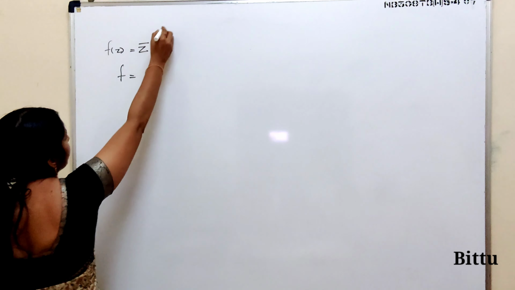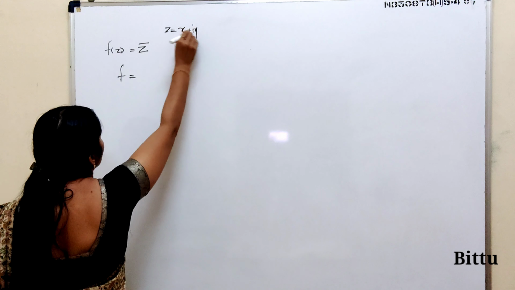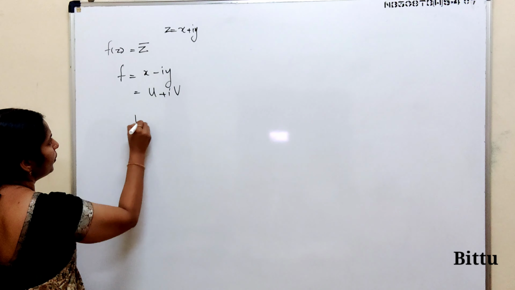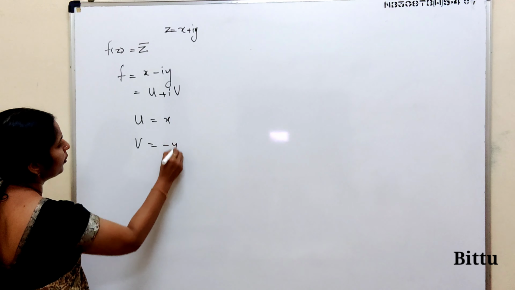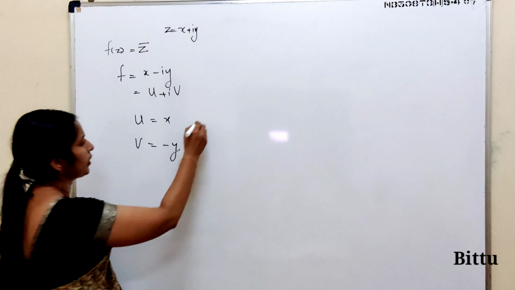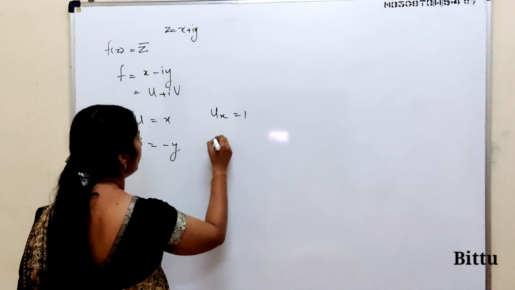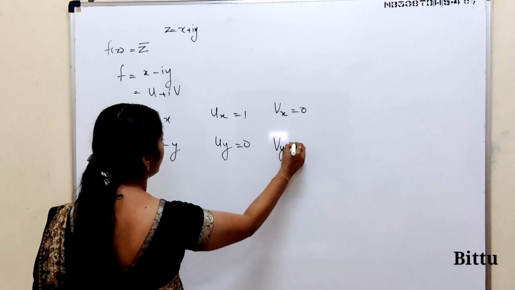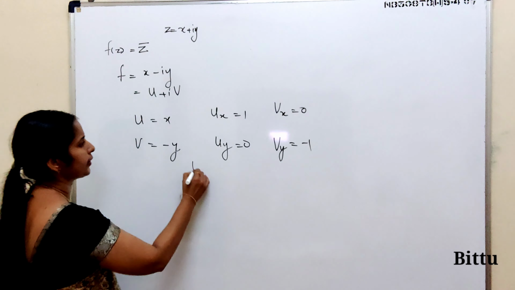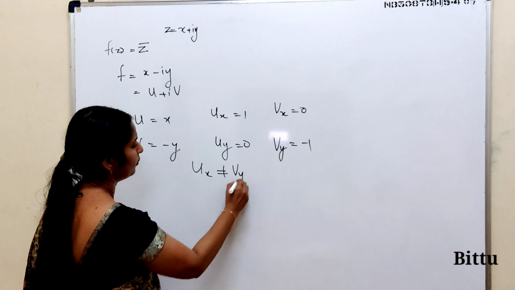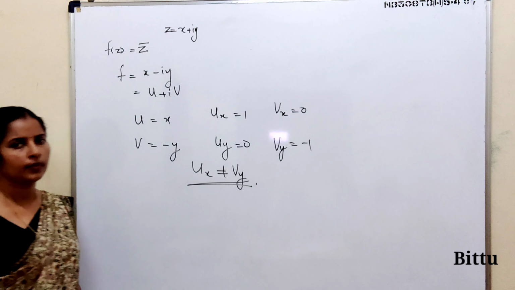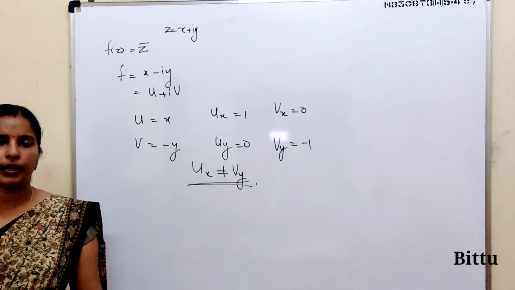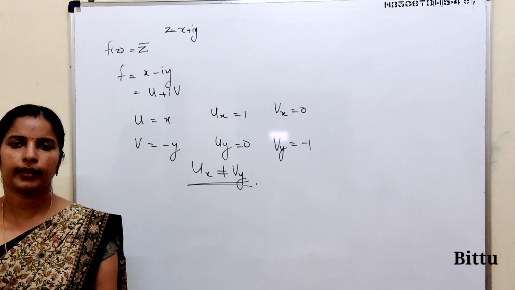What is z conjugate? z is x plus iy. z conjugate is x minus iy. See, it is in the form u plus iv. What is u? u equal to x. v is equal to minus y. Next, what is u_x? It is 1. u_y is 0. v_x is 0. v_y is minus 1. u_x is not equal to v_y. So we can say it is not analytic anywhere. That is, it is nowhere analytic.